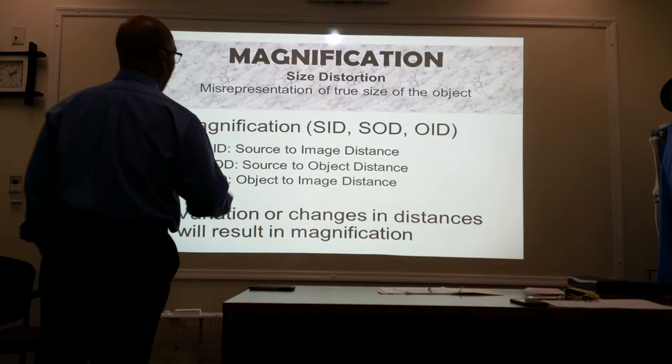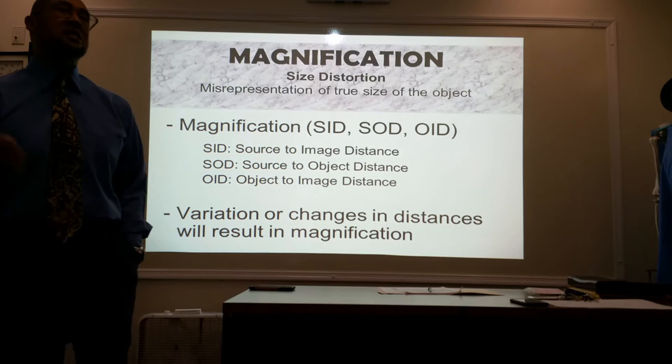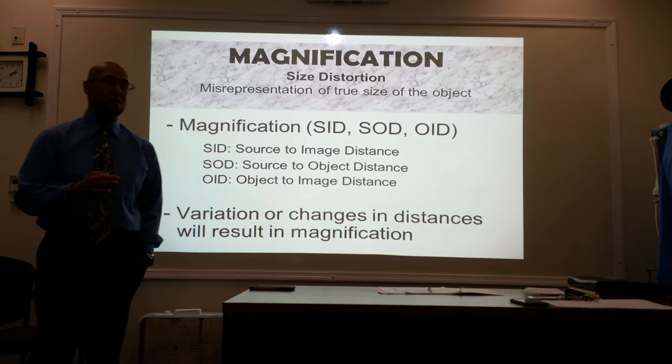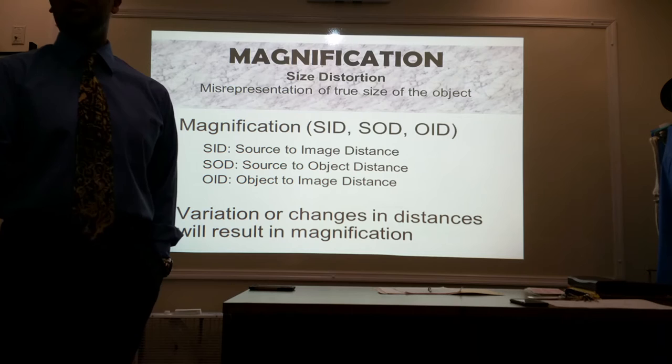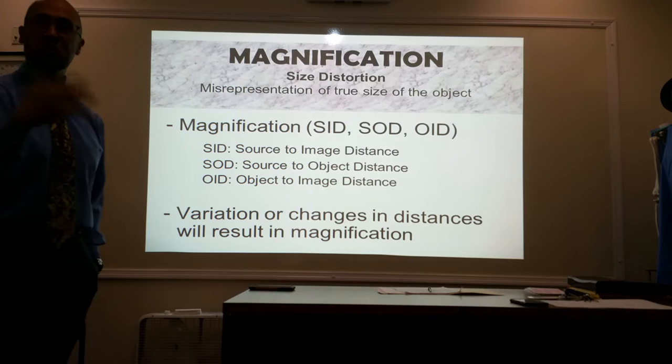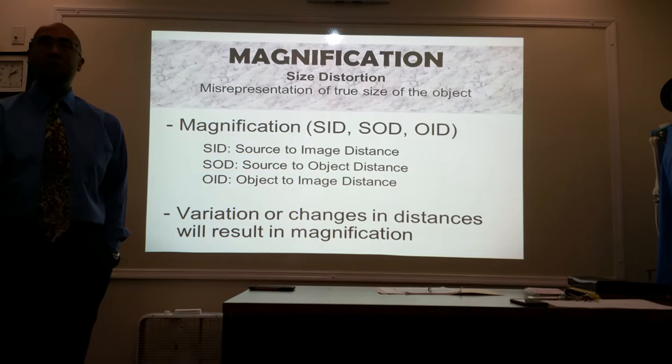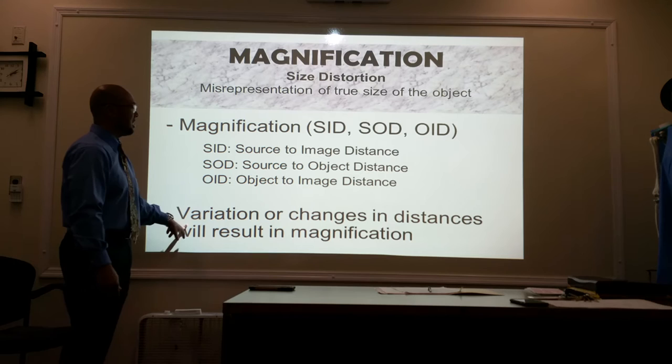The influencing factors of magnification relate to distance. The first one is SID. What's SID? Source to image distance. The other distances we're going to refer to, and how they influence magnification, are SOD, your source to object distance, and OID, your object to image distance. Source is your X-ray tube. Image is your image receptor. And the object is the patient, or the object being X-rayed. Any variation or changes in distances will result in magnification.